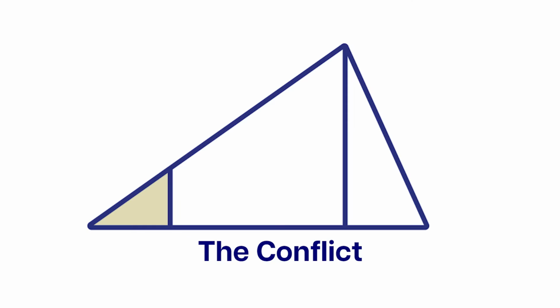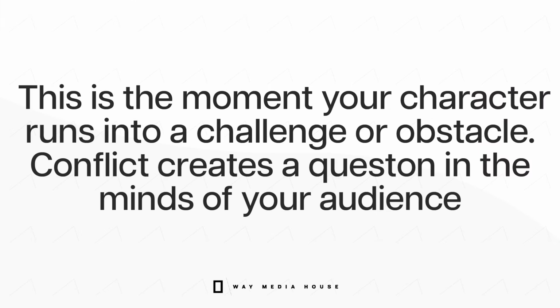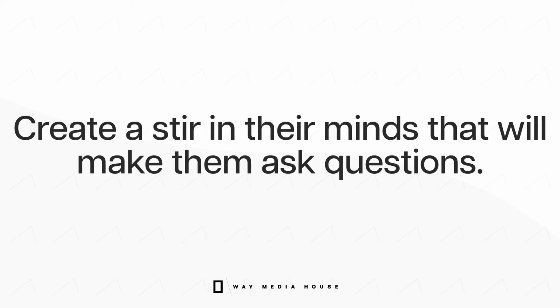Now, the second thing in the story triangle is the conflict. Now, what is the conflict? This is the moment your character runs into a challenge or an obstacle. The conflict creates a question in the heart of your audience. When you are done grabbing the attention of your audience, you want to create a stir in their mind that would make them ask a question like, "So, how did you go about it? What is going to happen next? I'm really interested in how you moved from point A to point B."